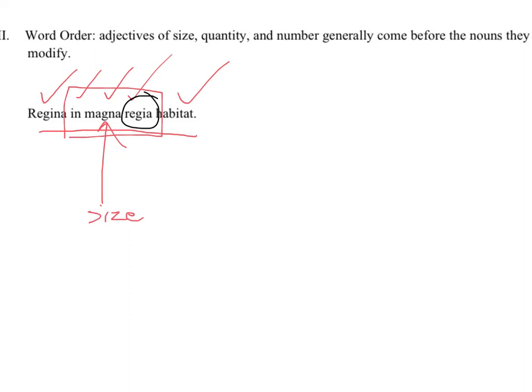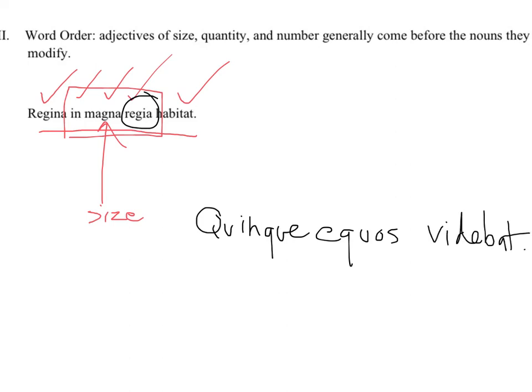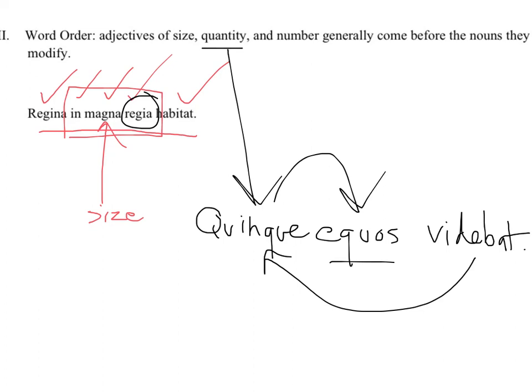Unlike the normal word order in English, these adjectives tend to come before the nouns that they modify. The book gives another example on page 64. It says, Quinque equos in campo videbat. He saw 5 horses on the plain. Since it is the number 5, quinque, it comes before the noun that it modifies, horses, on the plain, videbat. He saw 5 horses on the plain. The adjective of quantity comes before the noun that it modifies, whereas most other adjectives tend to come after the nouns they modify.